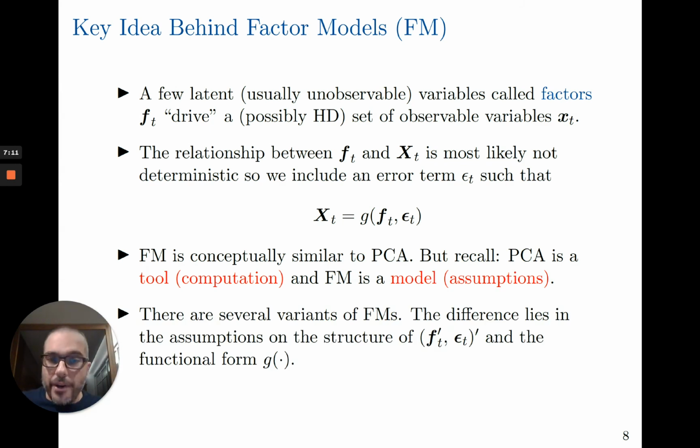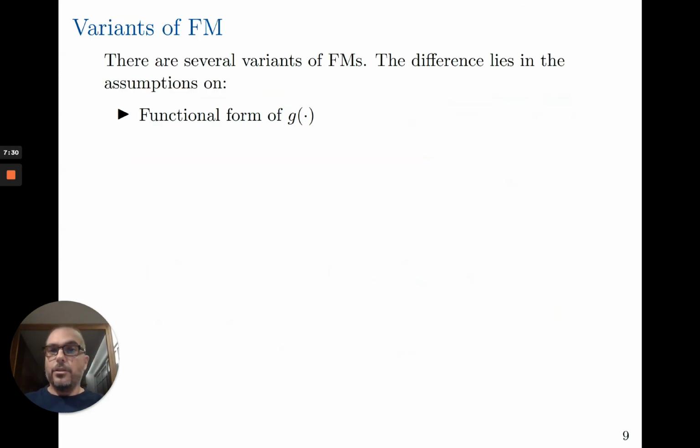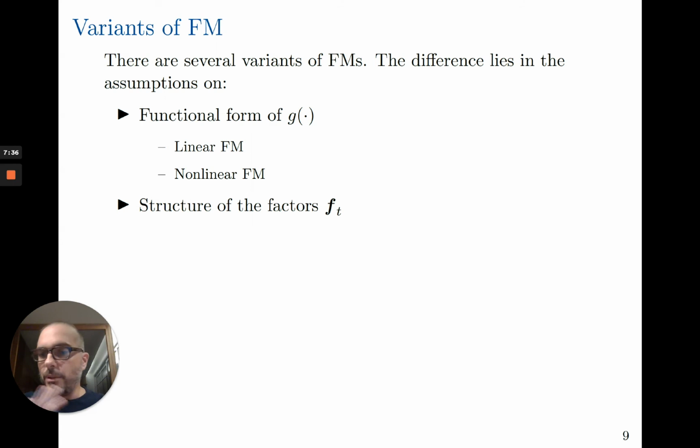And there are several variants of factor models. We are going to look at one specific, and they basically differ from each other on the structure of the pair f, epsilon, the factor and the error, and the functional form of this function g. Okay? So the function can be linear, non-linear. Of course, we are going to focus on linear. Non-linear factor models is a much more complicated issue.